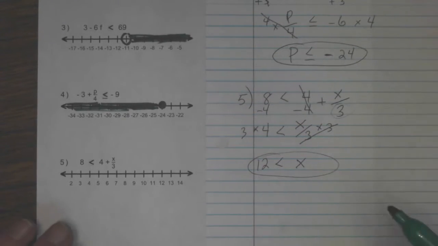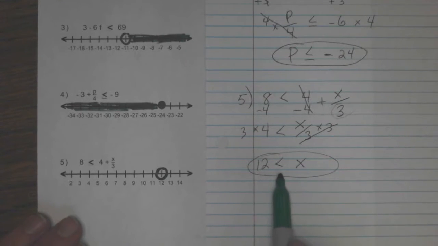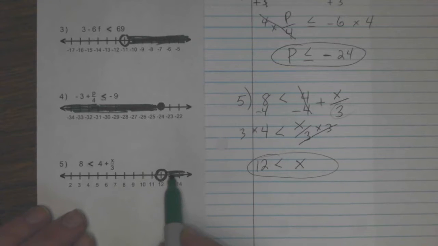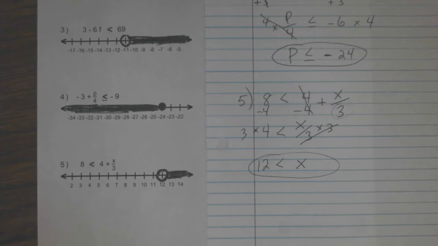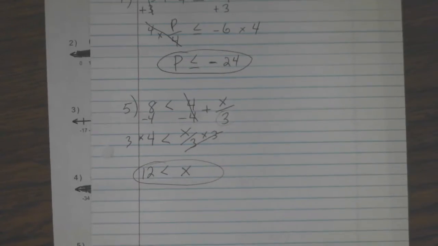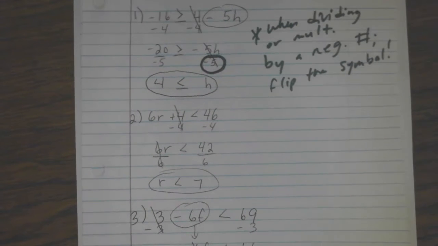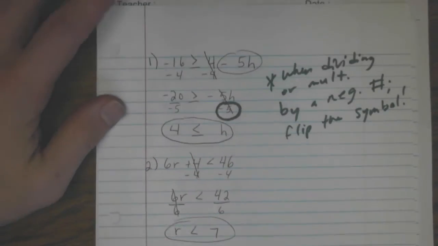So on the graph, I would have an open circle at 12, and it says x is greater than 12. So I shade to the right. Alright, so that's numbers 1 through 5. Rewind, pause if you need to get that work shown. Show your work just like I showed my work. Do your work on a separate piece of paper. And good luck on the rest.